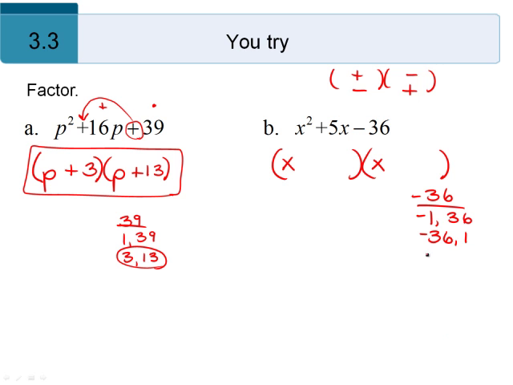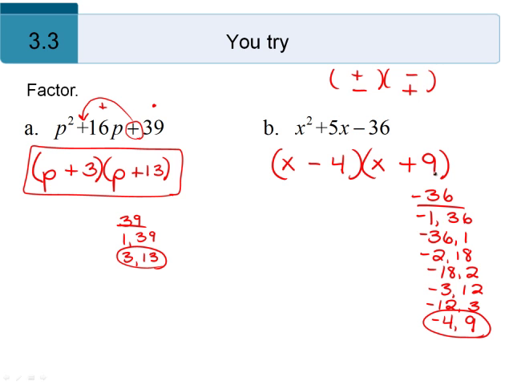So that's the negative 1 and 36. Negative 2 goes 18 times. I'm kind of checking as I go along. 18 and 2 gives you 16 and negative 16, so we're not there yet. The next factors are 3 and 12, and negative 12 and 3. Nope, those are 9s. 4 goes negative 4 times 9. Right there, negative 4 plus 9 gives me a positive 5. So that's not only the factors we want to use, but also the signs. We're going to put a negative with the 4 and a positive with the 9.